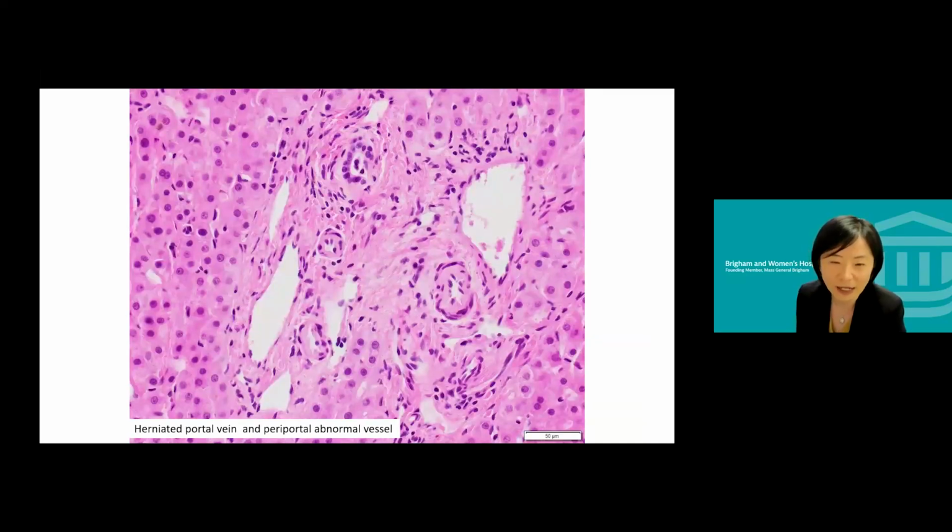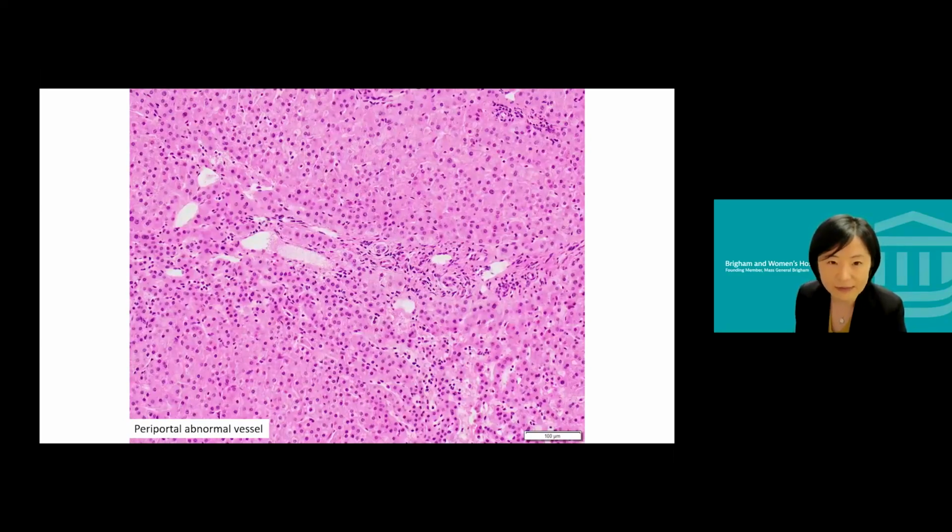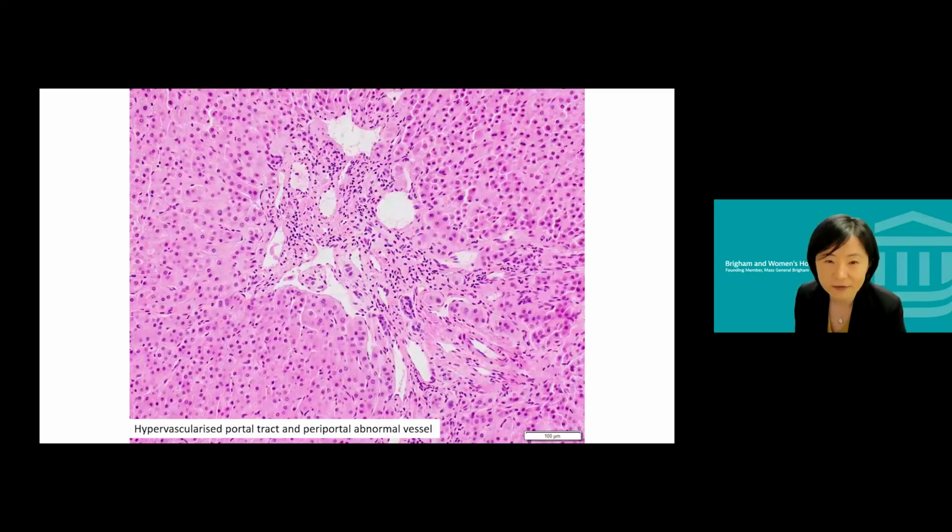So this portal tract also has reduced caliber of the portal vein, and then some herniation of the portal vein into the periportal parenchyma, and probably some abnormal portal vessels. Some of these histologic changes coexist and may have slight overlap. This is another example of abnormal periportal vessels. So this is an example of a hypervascularized portal tract with abnormal periportal vessels.